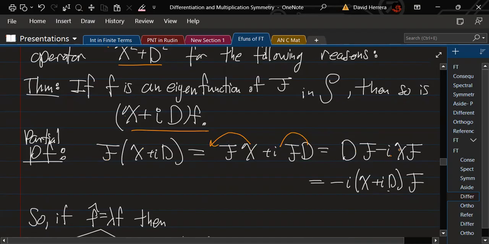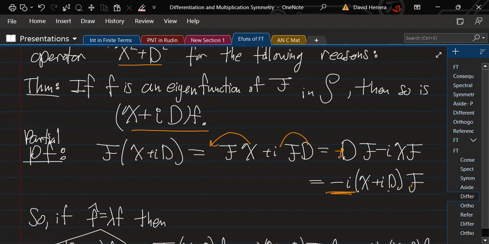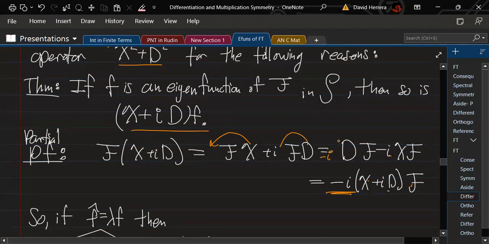Now, I want to write it in a certain way, so let me factor out the negative i. So negative i times x and f. If I factor out a negative i here, I then have to multiply by i, because i squared is negative 1. So I get negative i times x plus id times f. And you see it's the same operator, except for the negative i. So these things don't commute, but they commute up to a factor. There's a factor that comes out, and that's the key thing that's going to make this work.